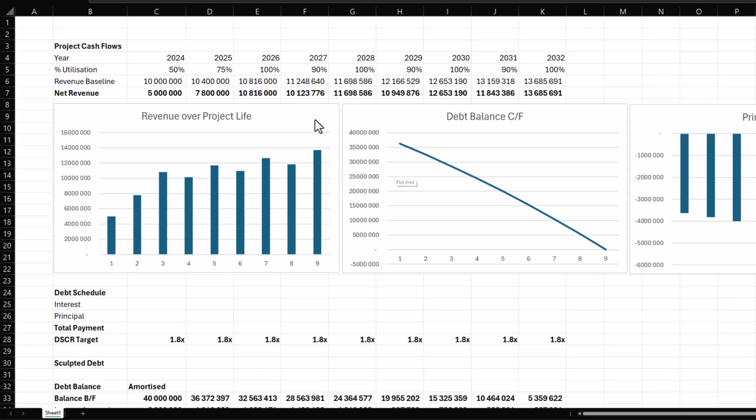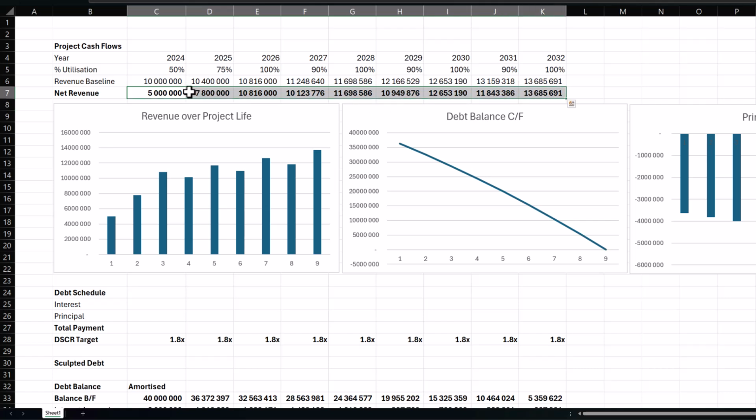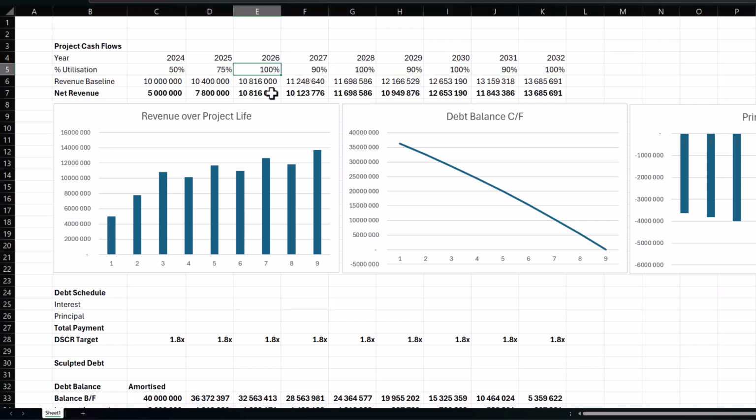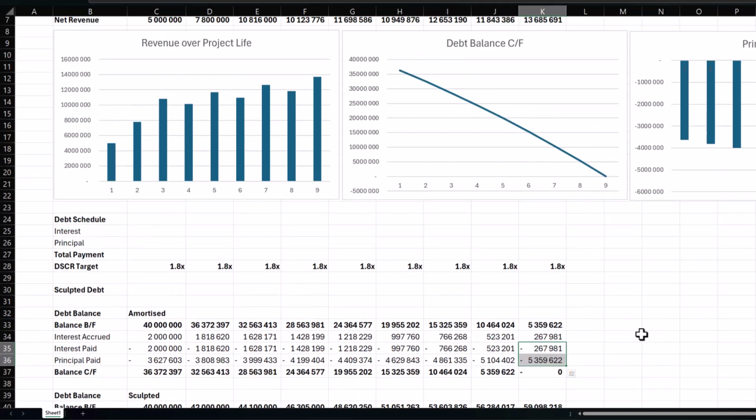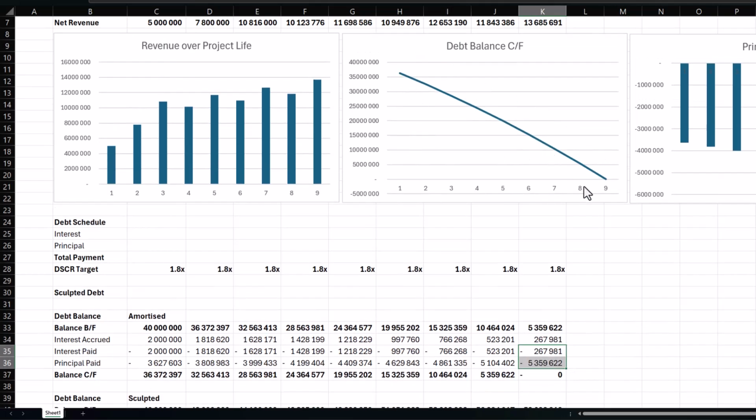As you can see, for this project, the revenue is not linear. We can see that the utilization of this plant changes over time, and therefore revenue sometimes dips in certain years and goes back up. In a normal debt profile, the total repayment is the same every year, 5.6 million in this example. You can see that the debt amortizes normally over 9 years.